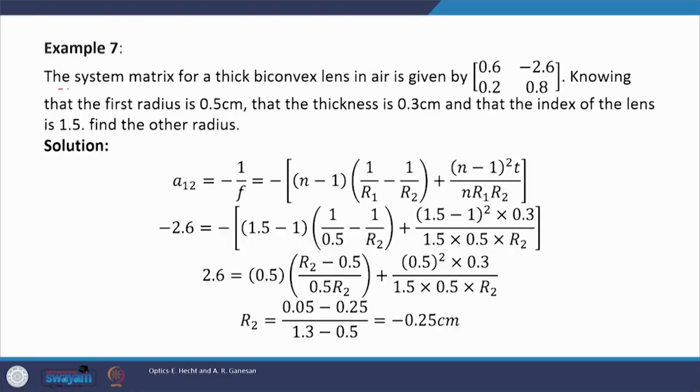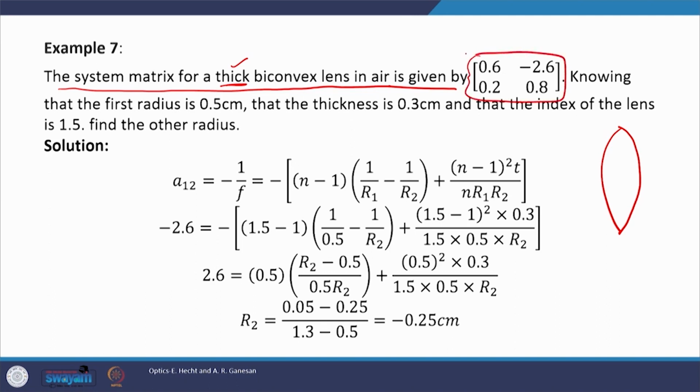Now, moving to the next problem. The statement here is: the system matrix for a thick biconvex lens in air is given by this matrix. Biconvex means this type of lens, and it is thick. This matrix gives the system matrix of this biconvex lens in air.